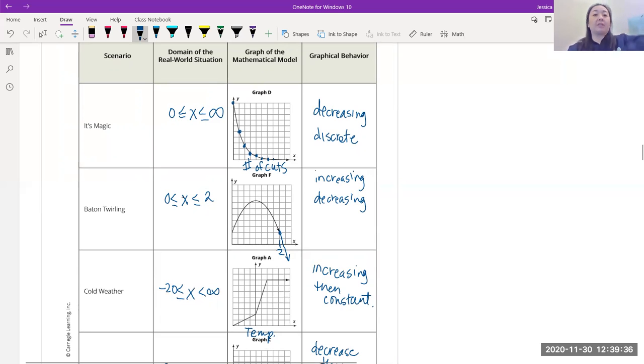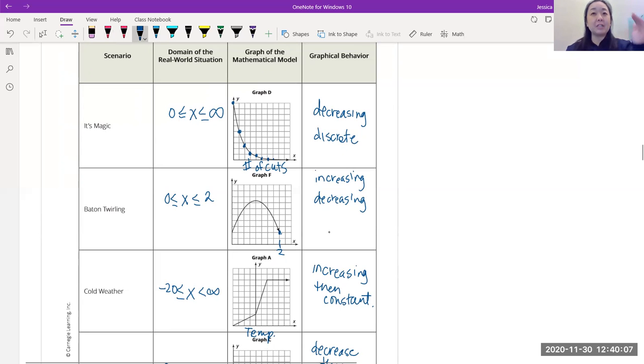And then baton twirling, it tosses up and goes down. Remember, it did it for 2 seconds, and there is no arrow like that because our baton is not that strong. So there should be no arrow there. It should just stop right there. And so that was from 0 to 2 seconds. That's the domain, when it goes up in the air until it reaches the baton twirling person's hand again. And that is increasing and then decreasing.